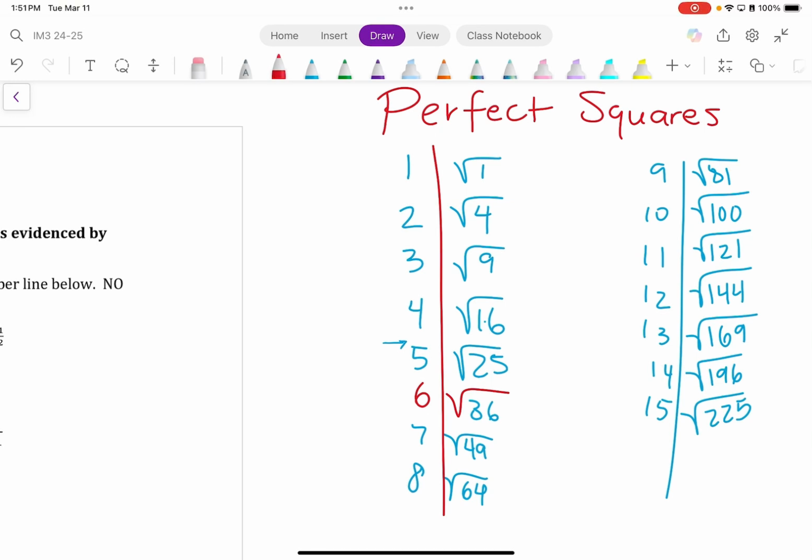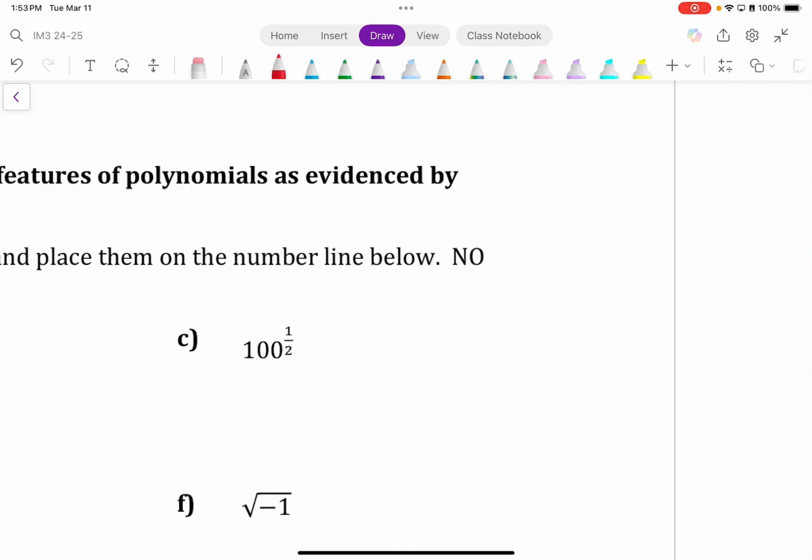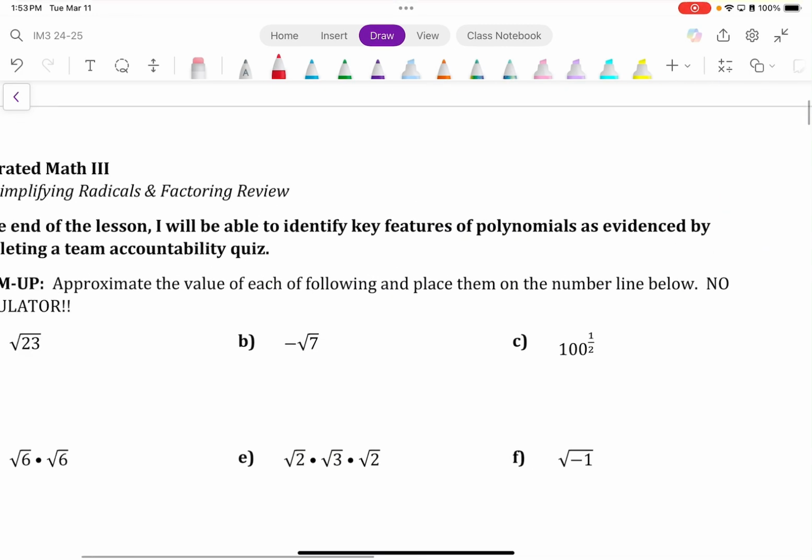So take a minute to copy this down, and we'll check back in. We will be using these perfect squares. We'll be referring back to them during this warm-up. So let's take a look at the instructions in the warm-up.